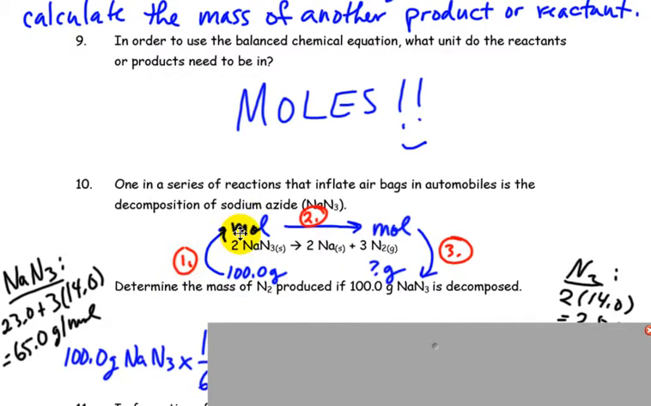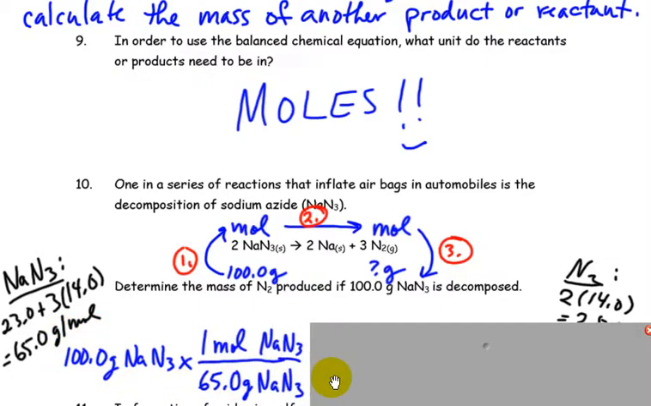Now to go from grams to moles, it's like what we did earlier, a molar mass calculation. So 1 sodium, 3 nitrogens, 65 grams per mole of NaN3. So that's the molar mass. So that's the conversion. 65 grams on the bottom, and we have our 1 mole on top. So grams and grams cancel. If I was to stop the question right now, I'd be right here. Moles of NaN3.